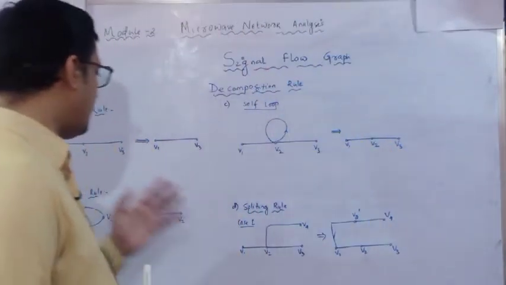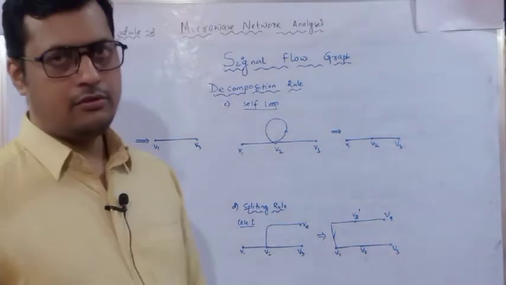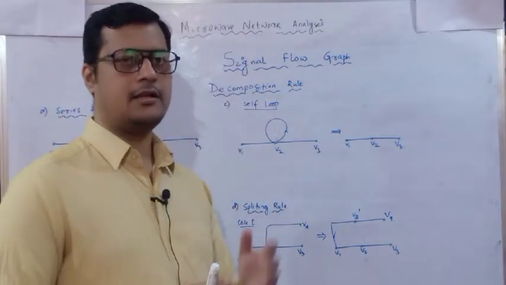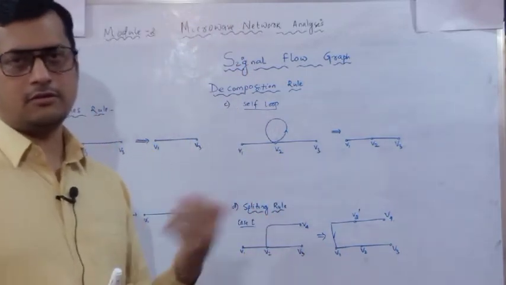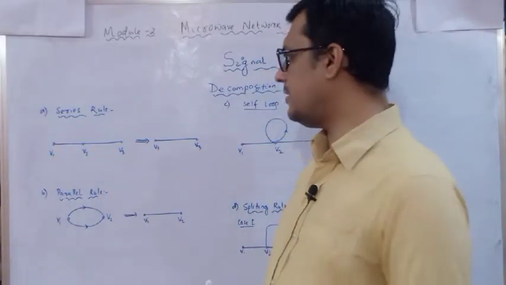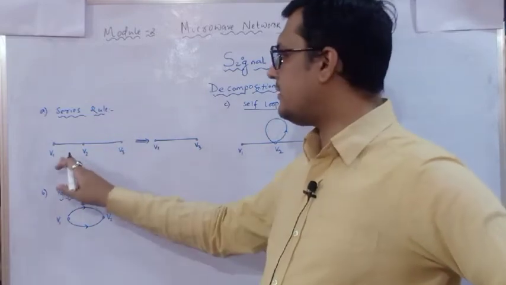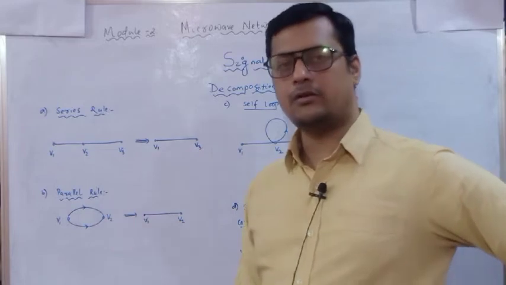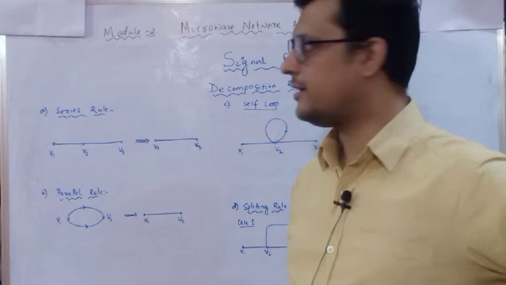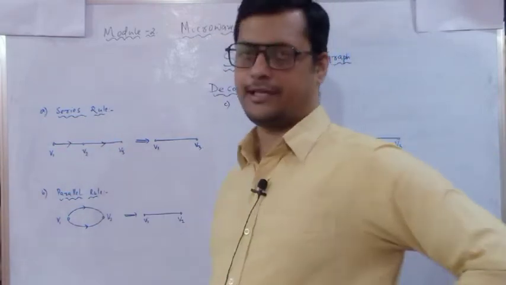Now there are four basic rules. Apart from these four rules, there are a few other rules that we will discuss one by one. Here I have discussed four rules. Then two more rules are there, which we will also discuss. Now the first one is the series rule. Here in the series rule you can see there are three potentials. That means how many nodes are there? Three nodes. And how many branches? Two branches. One is V1 to V2 and one is V2 to V3.